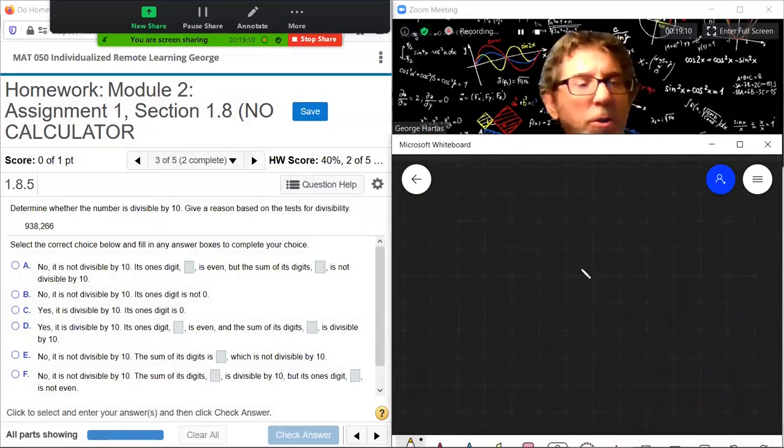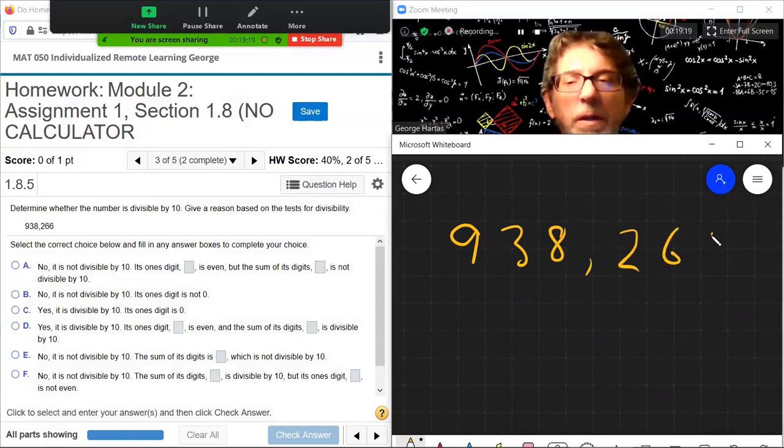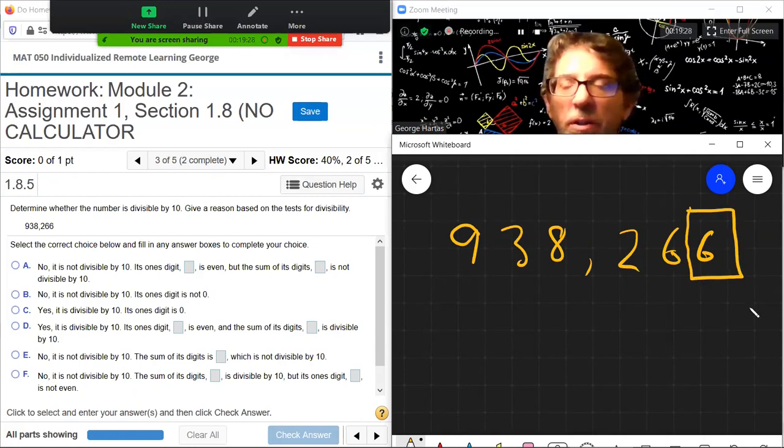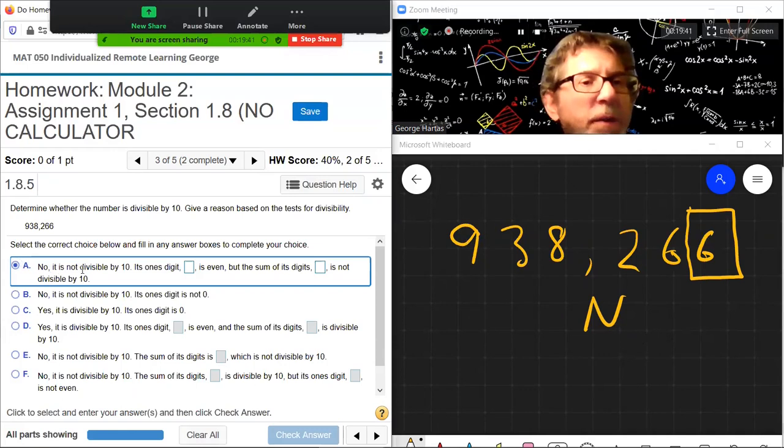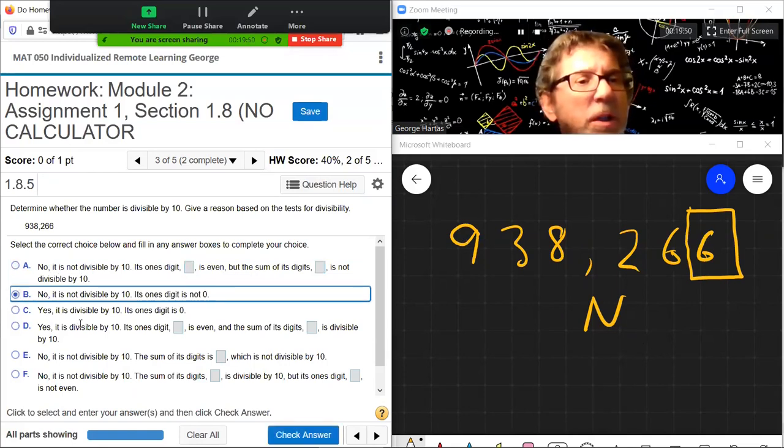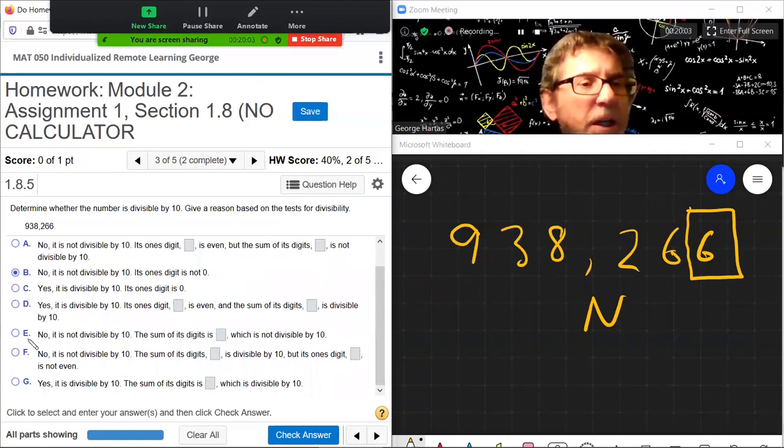So let's go back to our original problem. All right, we have this huge number, right? Big number. Is this divisible by 10? Is the ones digit a 0? No, you said. Correct. All right, so the answer is no. So let's figure out which no. Let's try A. It is not divisible by 10. Its ones digit, 0, is even, but the sum of its digits, nope. Let's try B. It is not divisible by 10. Its ones digit is not 0. That looks good. Let's keep going, though, just for fun. E, no, it is not divisible by 10. The sum of its digits, we're not adding. Nope.